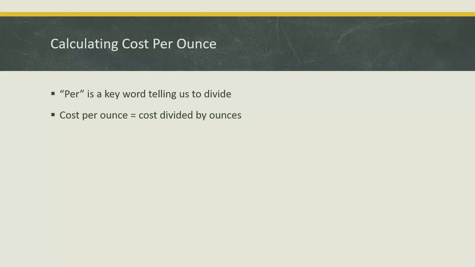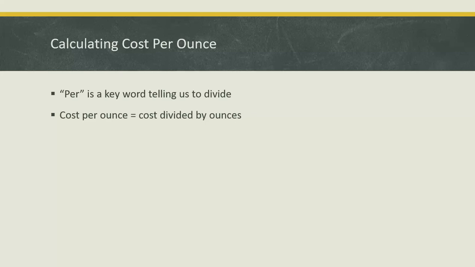You won't always be given the cost per ounce. And since this is a math class, this week we're going to learn to calculate the cost per ounce. If you remember back to early this year, we talked about keywords. Per is a keyword that typically tells us to divide. So in other words, cost per ounce means cost divided by ounces.